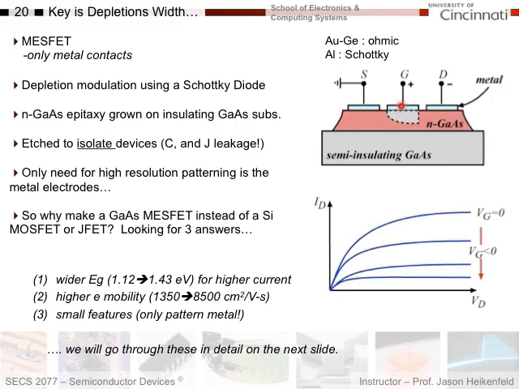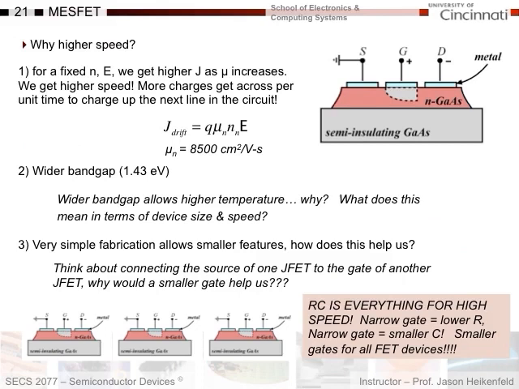Let's go through all these in a little bit more detail. Again, my drain current versus drain voltage would be as follows. If I increase reverse bias on this system, putting more negative voltage on the gate, then I will turn the current off, and I still have pinch off and saturation just like I did before, just like for the JFET. So again, why do I get higher speed?